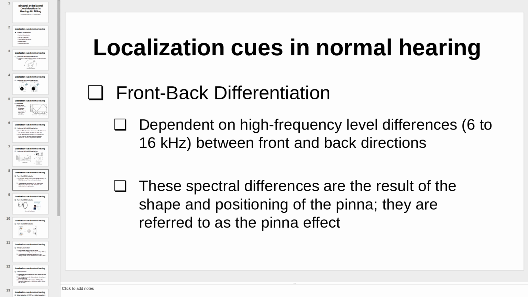Because of these foldings of the pinna, reflections are created which cause resonances and anti-resonances, spectral dips and peaks, and this shaping of sounds from 6 to 16,000 hertz lets us know if things are coming from the front or the back. If they're coming from the front, these sounds are going to be boosted, and if a sound is coming from the back, these sounds will be attenuated.